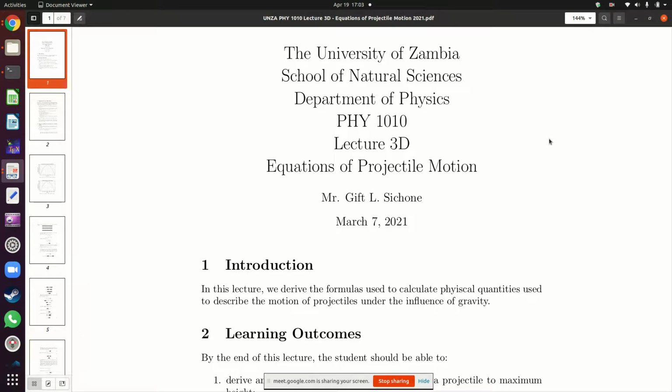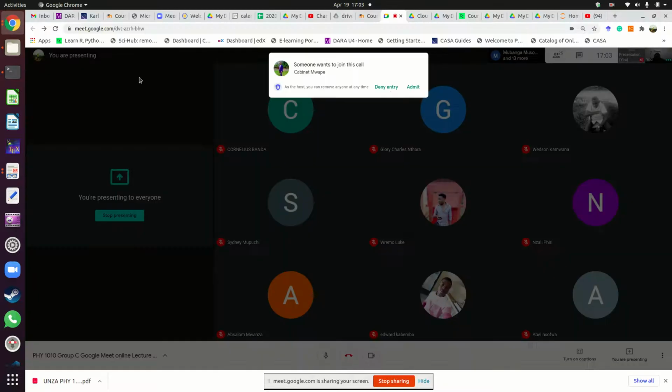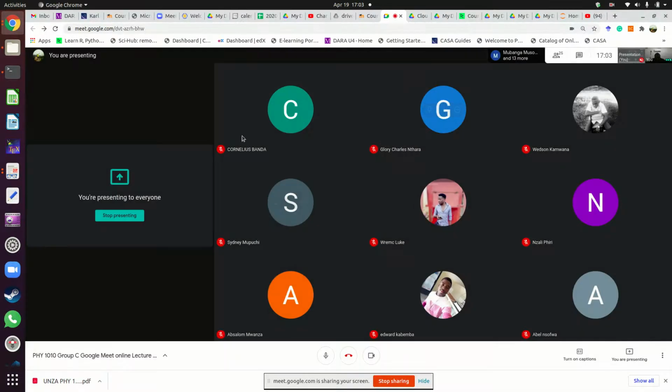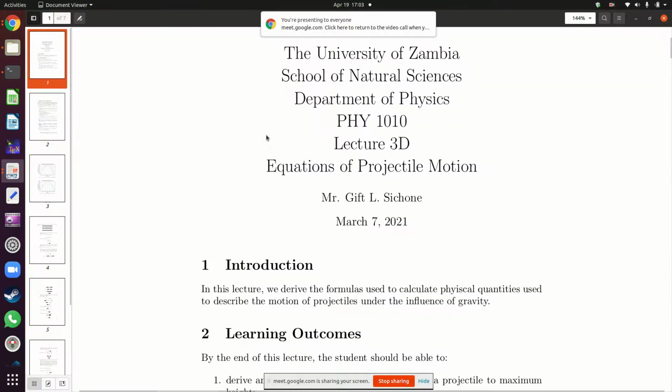So this evening we're going to look at how to come up with some equations which we can use to actually describe the projectile motion which we started looking at last week. Okay.